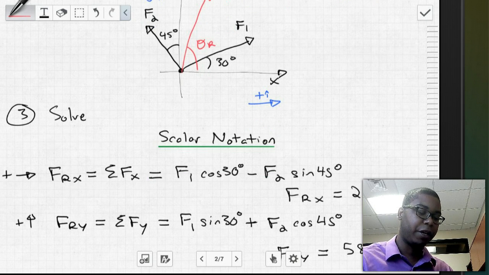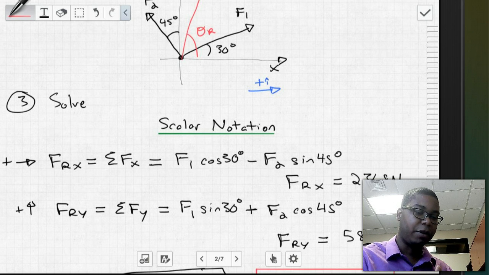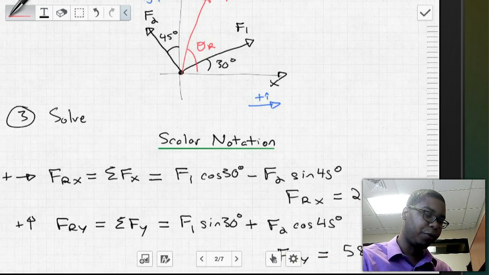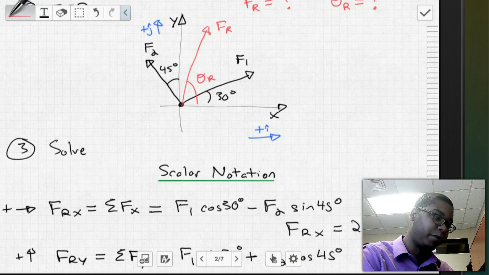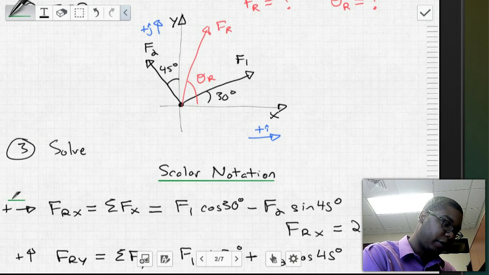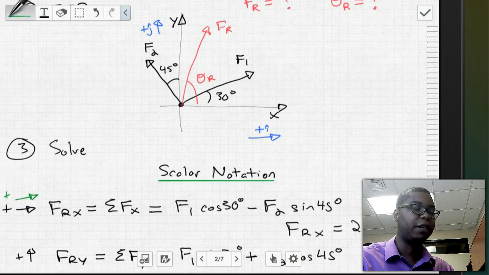Now, it's important to remember that with scalar notation, we should always try to draw an arrow which indicates what positive sense we're going to assume. And then at the end, we can determine if the solution to our problem is in that positive sense or in a negative sense. So the first thing we do is start with the resultant force in the x direction, which is equal to the sum of the forces in the x. We assume that our positive direction is towards the right, so we put our arrow here, and we put a positive sign next to it.